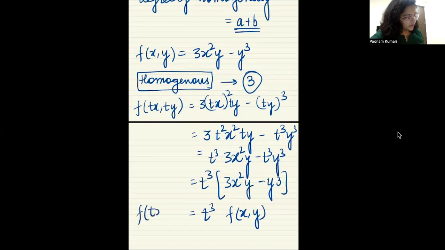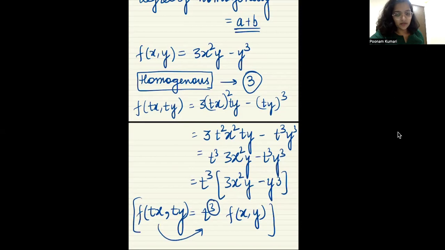So that means this function is homogeneous, first thing. Why? Because this function has a form like this. And what is the degree of homogeneity of this function? Whatever is the power here becomes the degree of homogeneity. Okay. All right. Is this fine? Yes, ma'am.